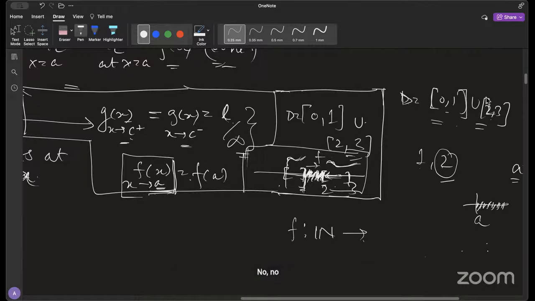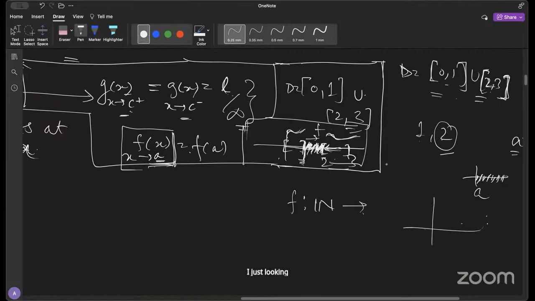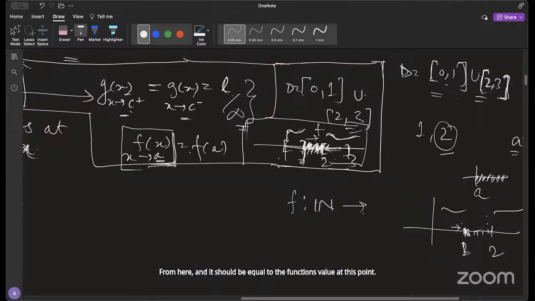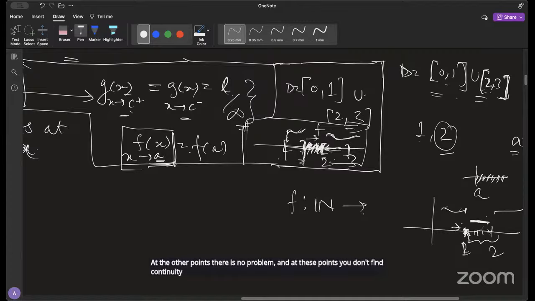Ma'am, how can we tell continuity by looking at the graph only? By just looking, let's say you have this graph, and it's about the domain, till 1 and then 2. And this part is not in the domain. So here you can only find the limit from here, and it should be equal to the function's value at this point. The function's value at this point is this. The limit from here is also the same, right? That means it should be continuous at this point. At the other points, there is no problem. And at these points you don't find continuity, because they are not in the domain.